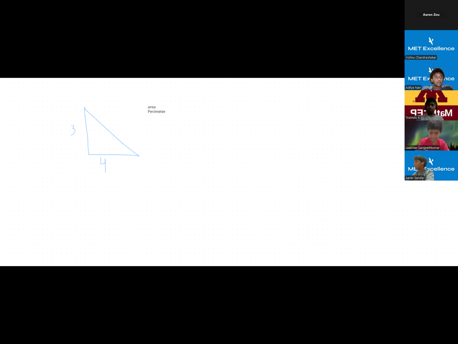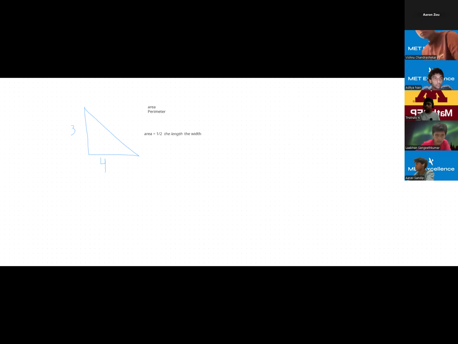But like I said before, area is length times width, but that is only applicable to rectangles, so anything that has four sides and two sets of parallel sides. So for a triangle, the area is equal to 1/2 times the length times the width.